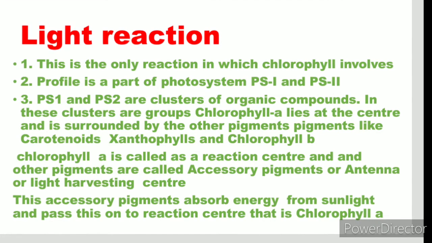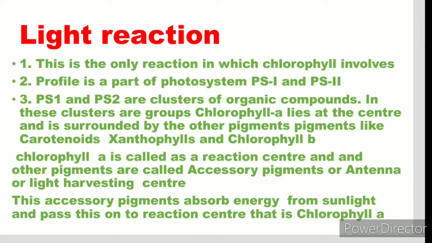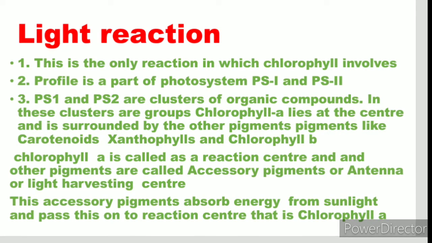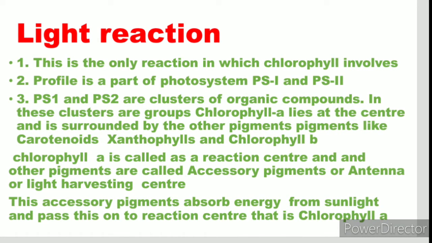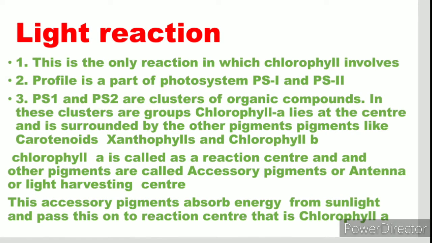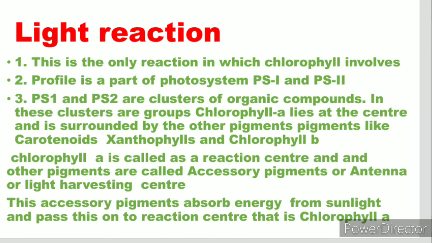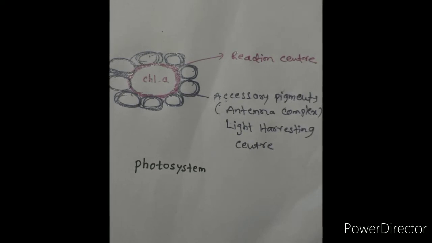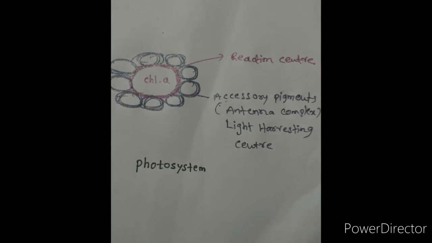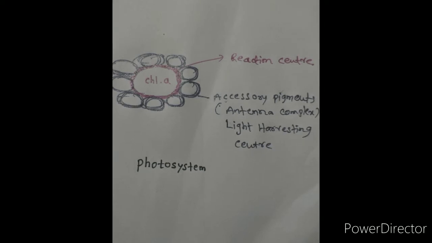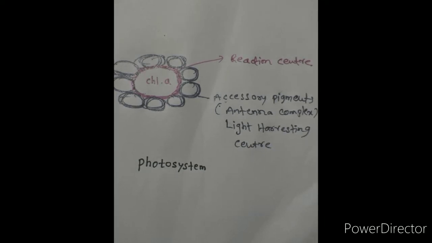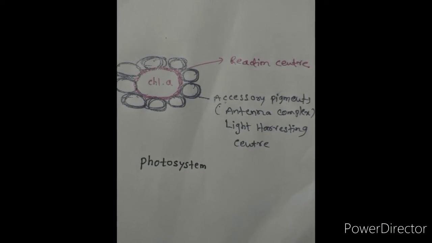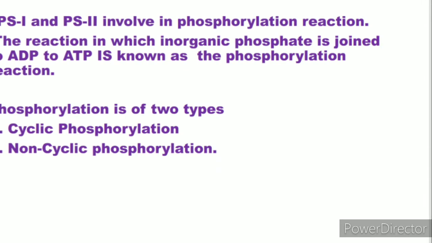Chlorophyll A is called the reaction center, and the other pigments are called accessory pigments, or antenna, or light harvesting center. These accessory pigments absorb energy from the sunlight and pass this energy onto the reaction center, that is the chlorophyll A. And the electrons from the chlorophyll A exit and may leave the chlorophyll A molecule. These released electrons may be absorbed by the primary electron acceptors.